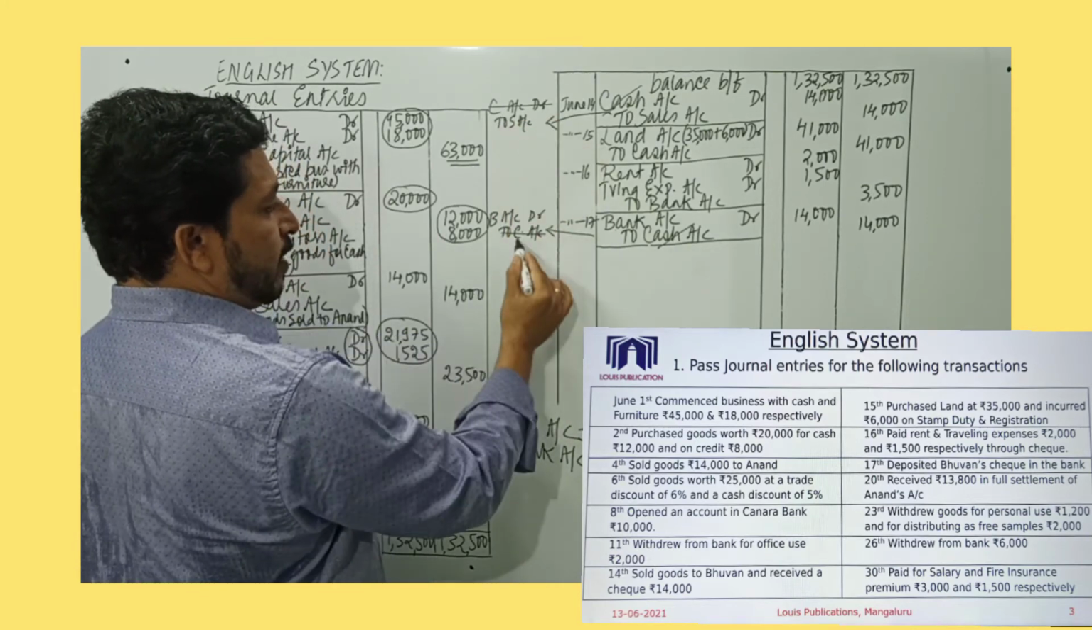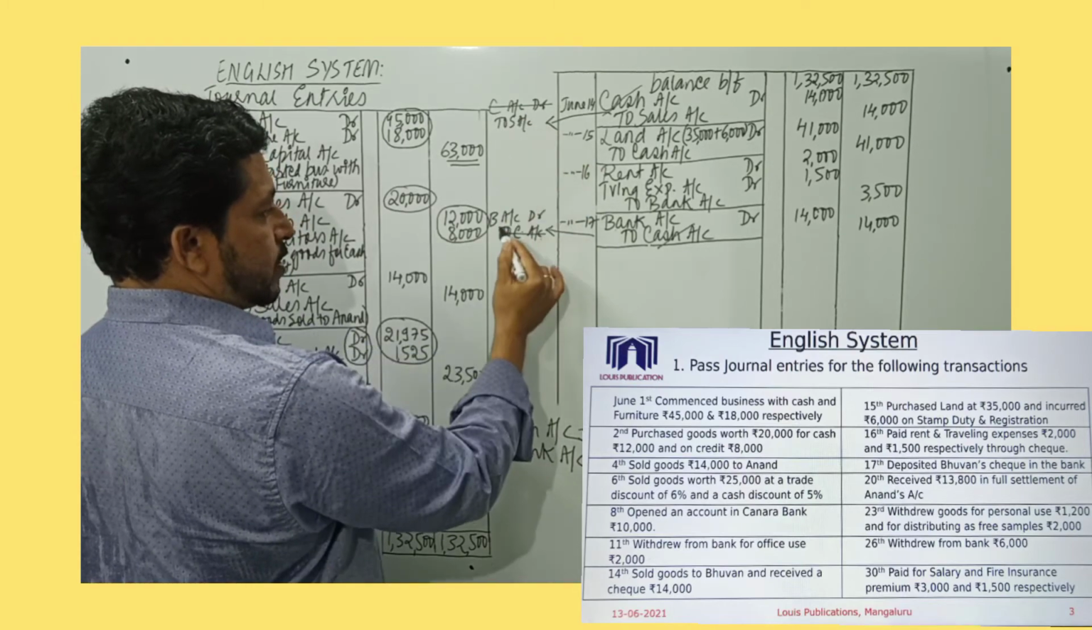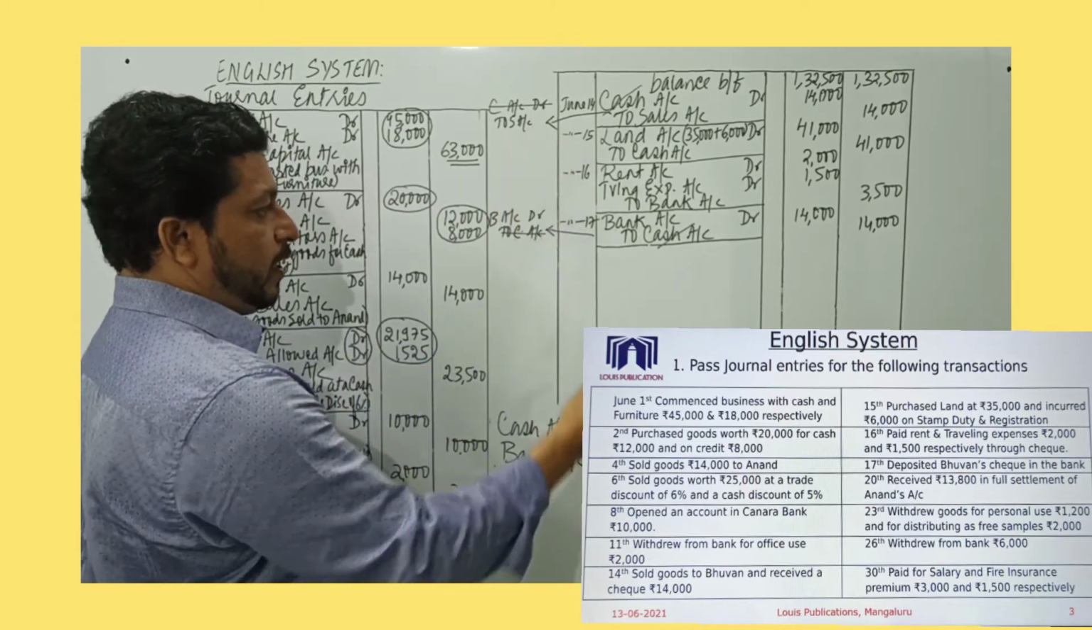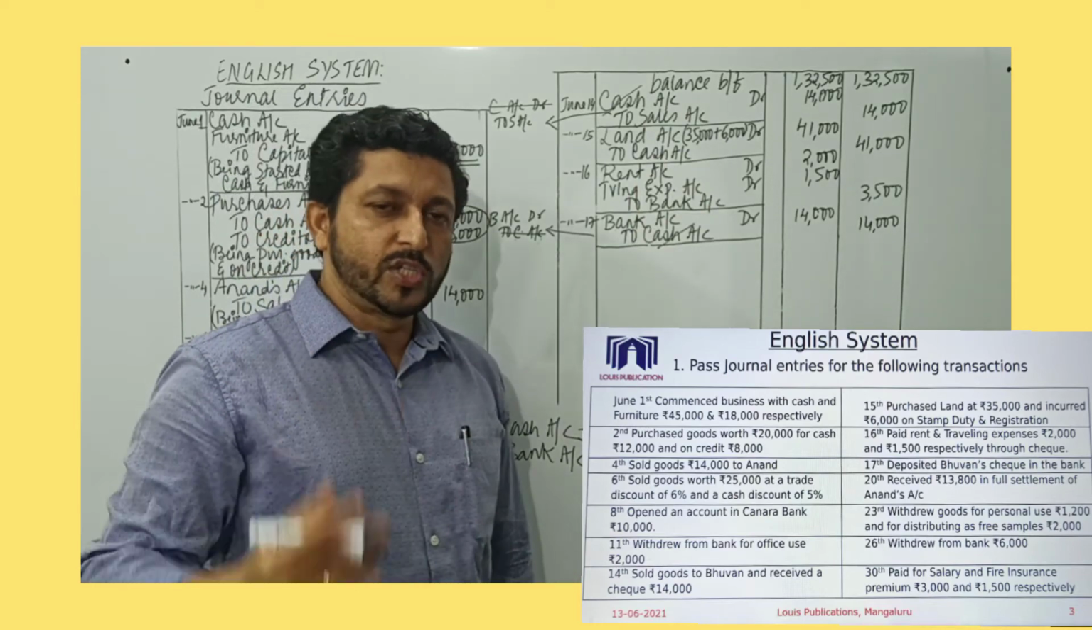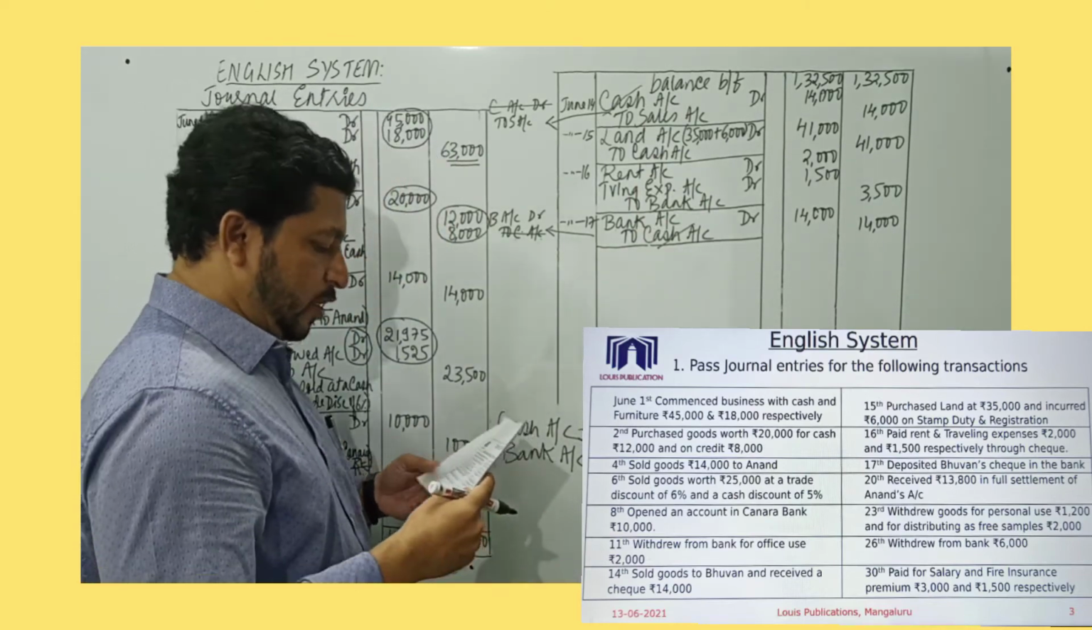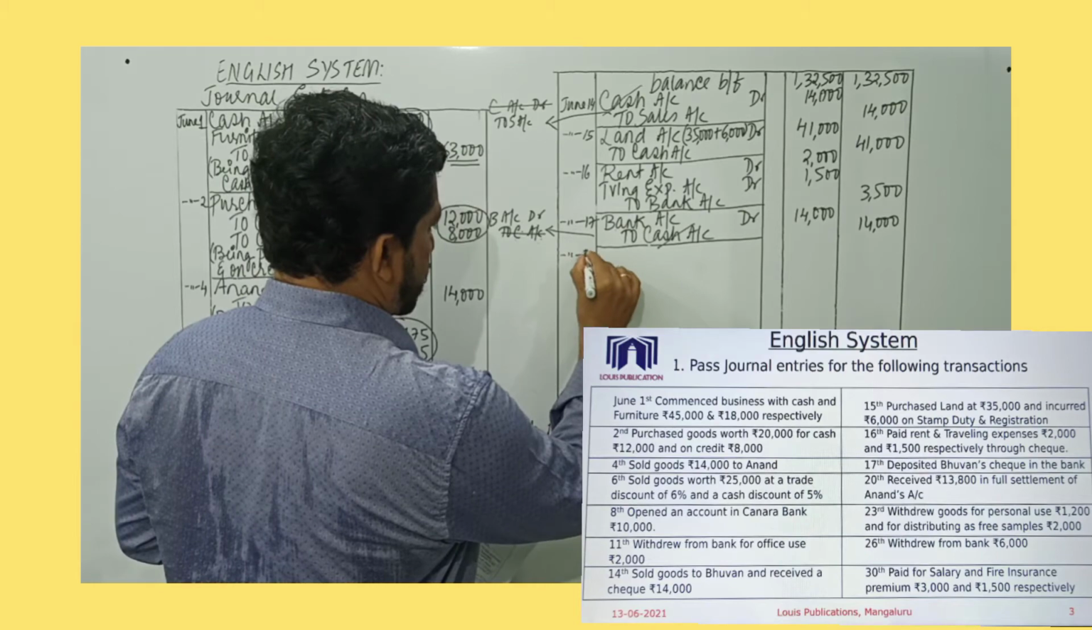Cash account debited here, cash account credited here, it cancels. So what remains is bank account debited to sales account. That is the original entry we were supposed to get, and that is what we get. Let's move to the next one.